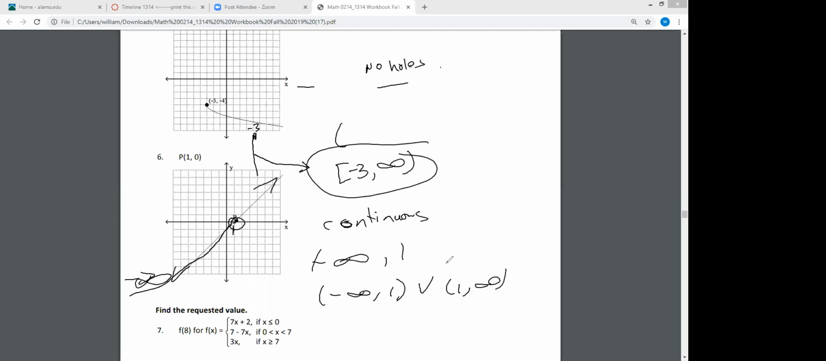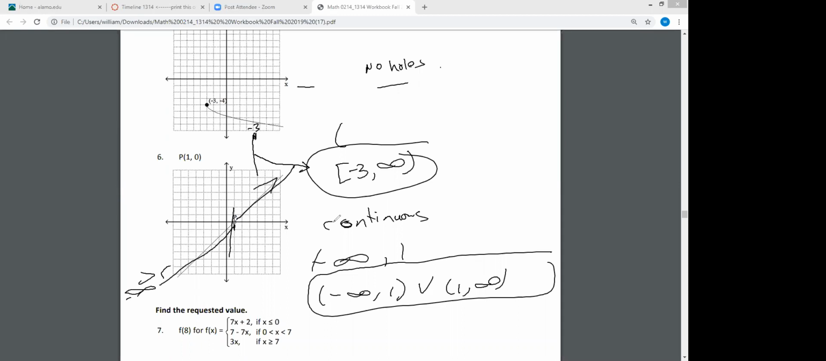So, and we always put a union symbol here. So the domain is continuous, and you can just call it, by the way, continuous means domain. The domain is continuous from -infinity to +infinity, except for this little hole right there at x equals 1. So it's continuous from -infinity to 1, then from 1 to +infinity.